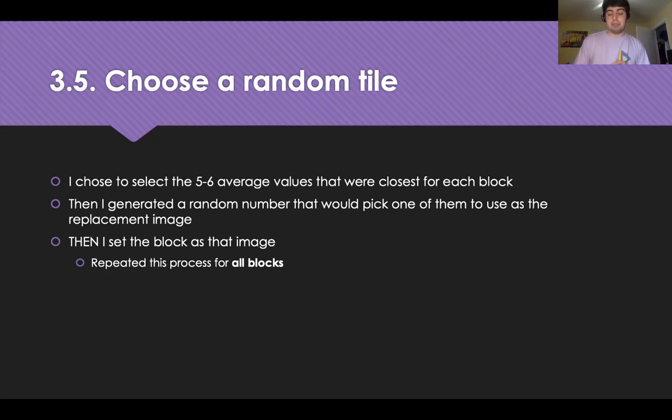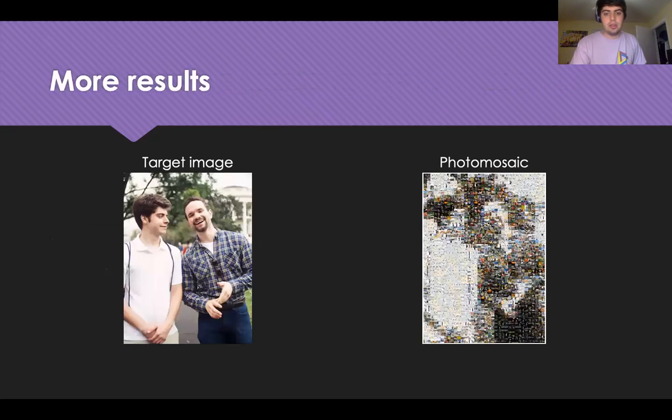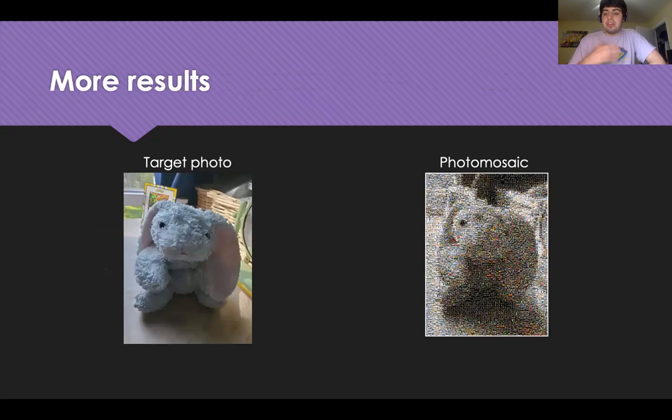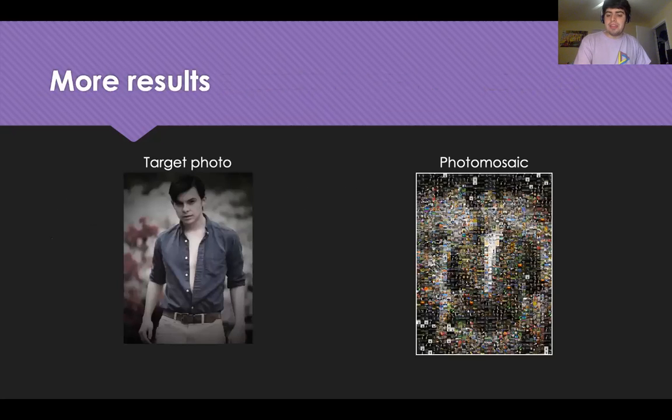And then I would set the block as that image for each one as I iterated through. So it was a different one next to each one. And then I converted that cell array into a matrix, and then we have our result. And so you can see here, there's the target image and its result, same as this one. One of the things you'll notice about these is that they sort of lost a little bit of color in the process. And that was because of that issue I mentioned with a lot of the grayscale images.